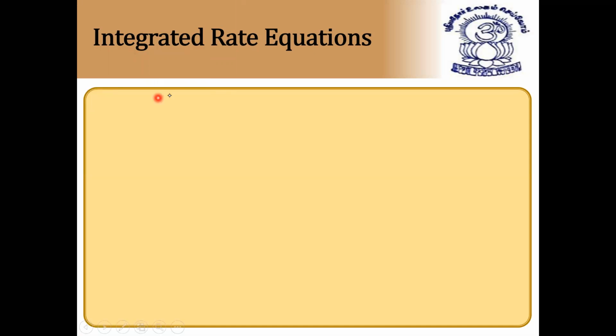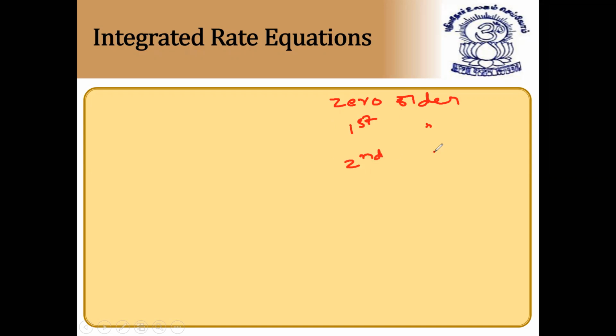Integrated rate equations. We have different types of order of reactions. For example, we have zero order reaction. What is a zero order reaction? Where the rate of the reaction is independent of concentration of the reactant. Zero order, first order, second order, and so on. Now we are going to discuss how to find integrated rate equations for these reactions.